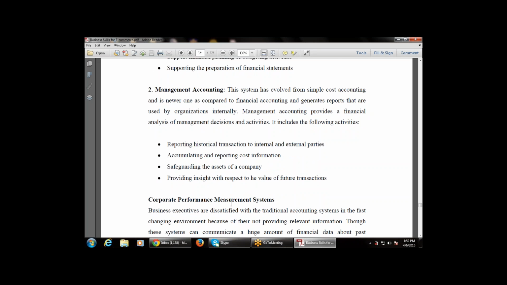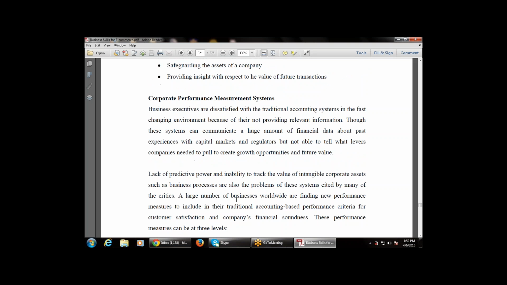Next is the corporate performance measurement system. What is meant by the corporate performance measurement system? That is, how to measure the corporate performance. As the name implies, it is a management system that calculates the performance undertaken by the corporate management, or by the firms or the corporates.